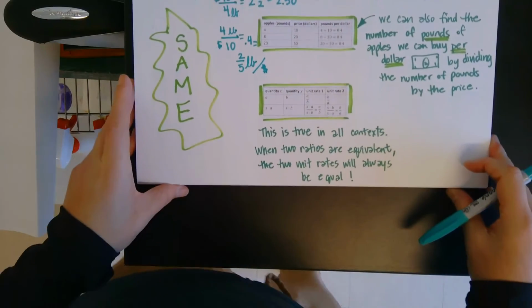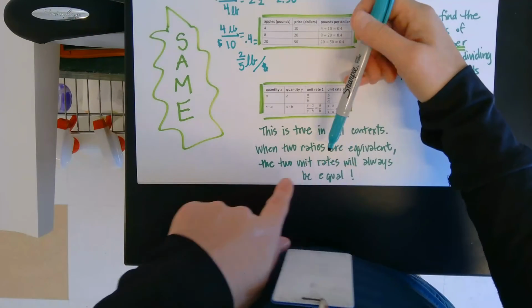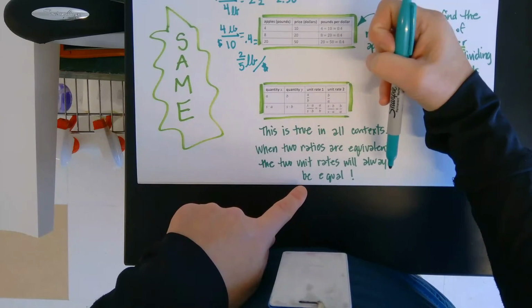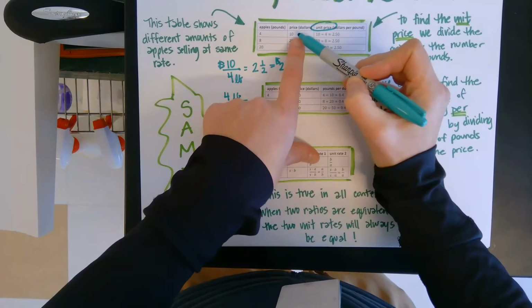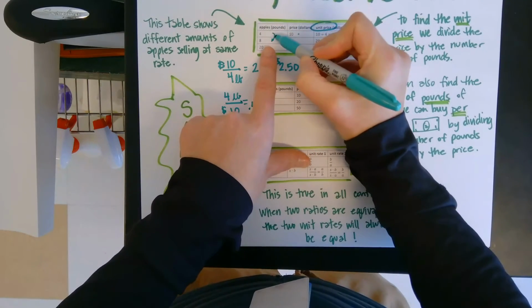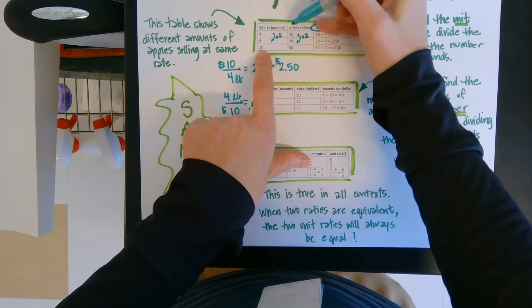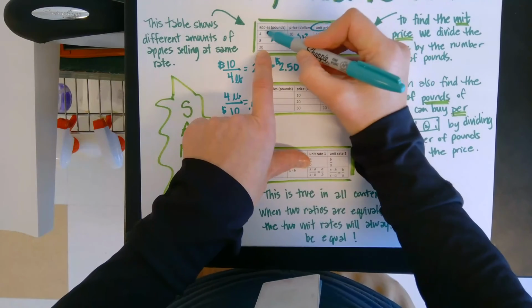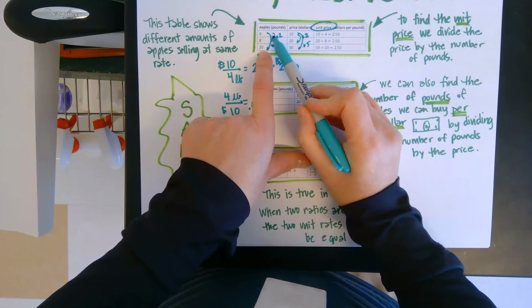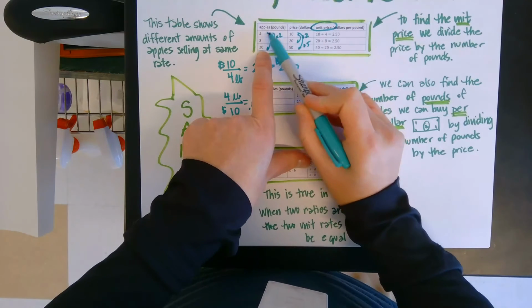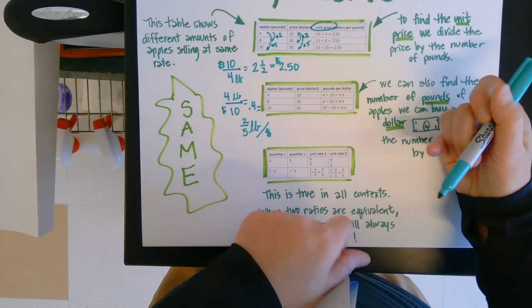Okay, so it's true in all contexts that when we have two ratios that are equivalent, the two unit rates will always be equal. If we look back at our tables here, we can see that 4 to 10 is equivalent to 8 to 20. Here I'm just multiplying by 2, multiplying by 2. 4 to 10 is also equivalent to 20 to 50. Here I'm multiplying by 5, and again I'm multiplying by 5. And so if my equivalent ratios are true and valid, then I know the unit rates will be as well.